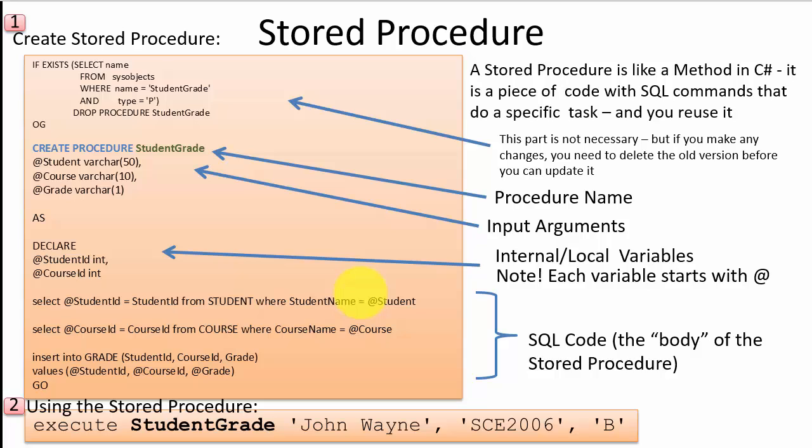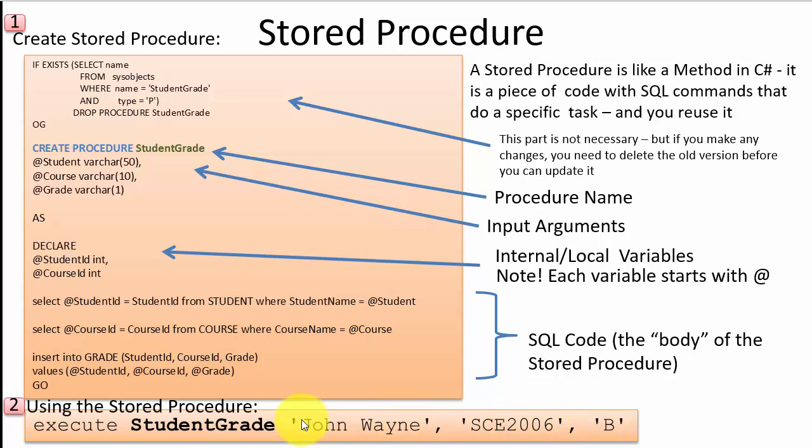Here we see one example. In this example we are creating a stored procedure called student grade, and here we have some input parameters to the stored procedure, and here we have the code within the procedure. So when you have created this stored procedure, we can use it just like we create and use methods in C#. So execute, the name of the stored procedure, and then we have the input parameters like this.